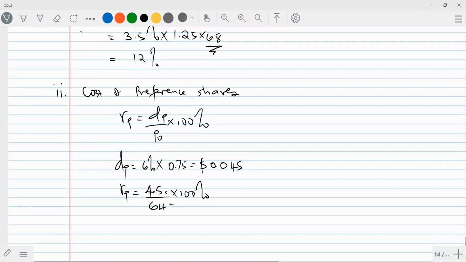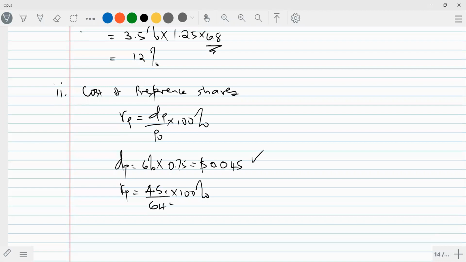Don't forget, if you convert into cents, it becomes 4.5. We divide by the market value, which is 64 cents. That gives what ought to be the cost of preference share, which is 7.03% to be the cost of the preference shares.